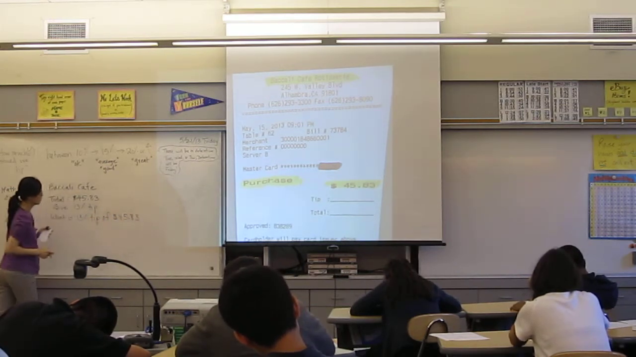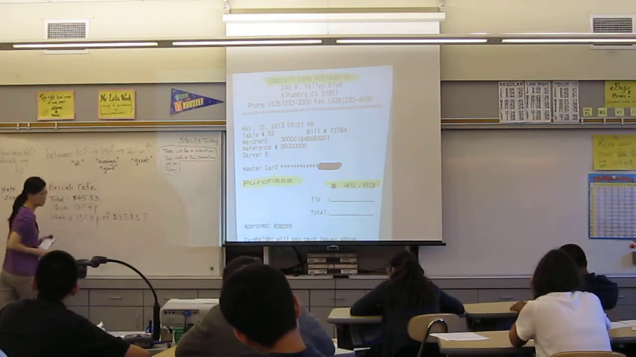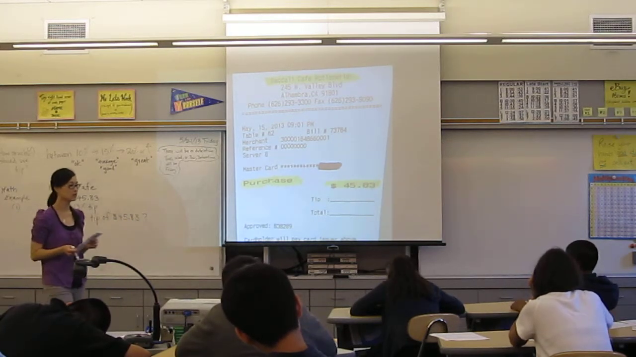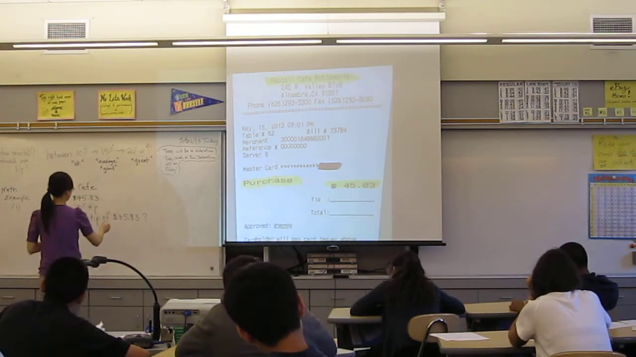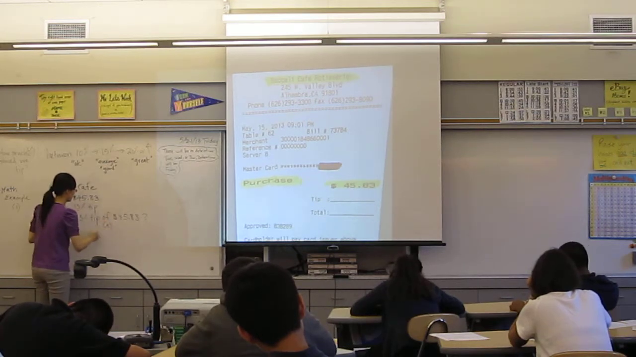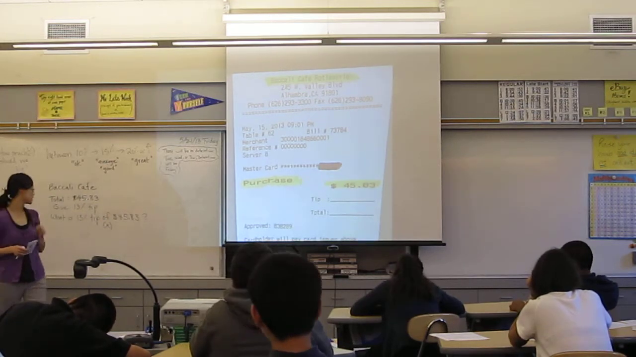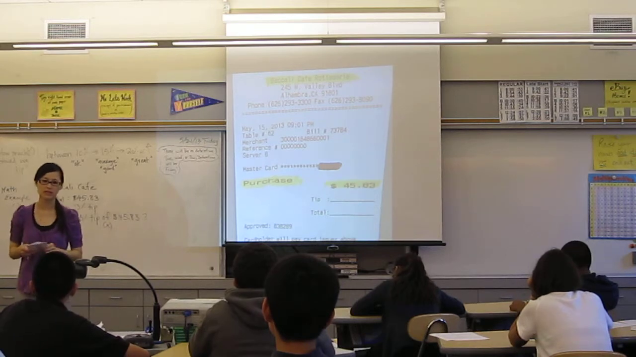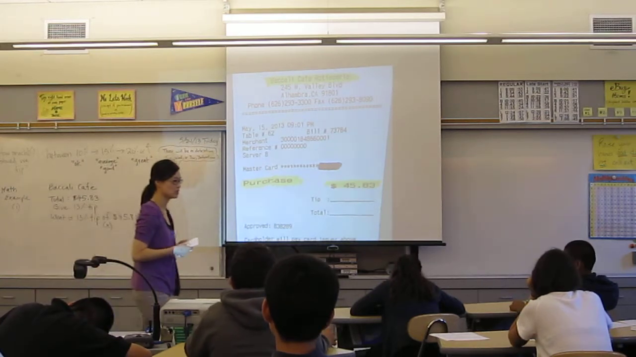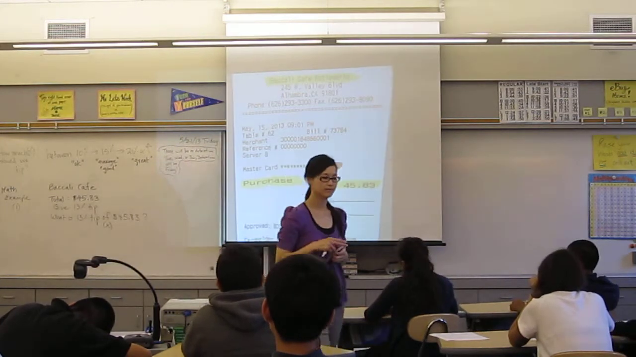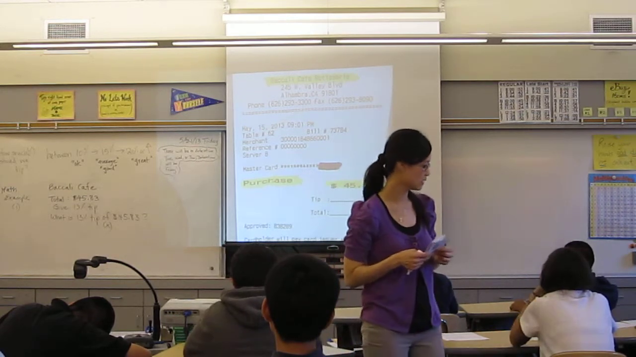Joel, in math, the word of, what does it mean? To multiply. So of is multiply. Can I just multiply 13% times $45.83? Can I just do that? What do you think, Jolie?